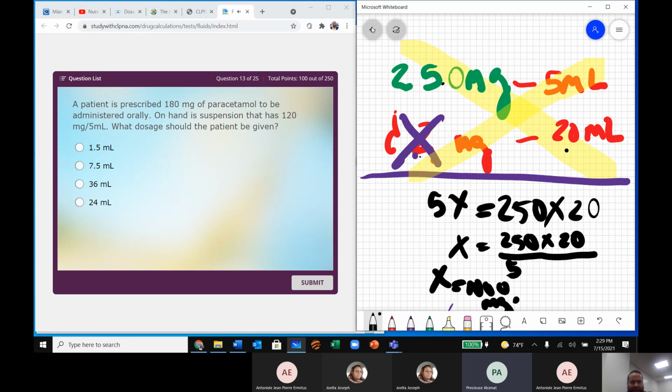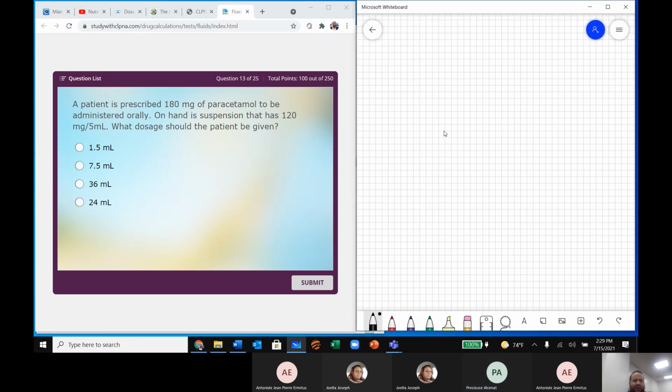You're welcome. Okay, let's do the following question. The patient is prescribed 180 milligrams of paracetamol to be administered orally. On hand is a suspension that has 120 milligrams per 5 ml. What dose should the patient be given?